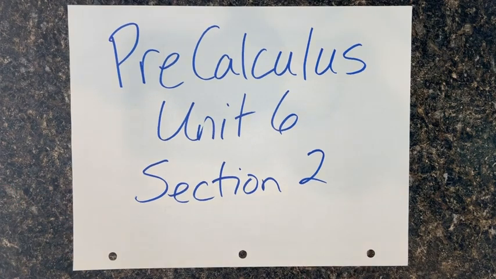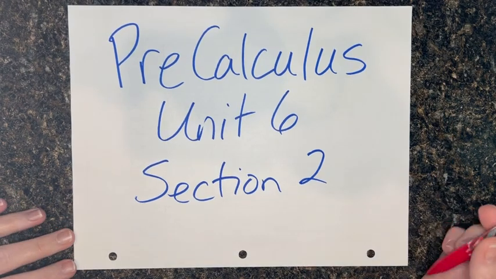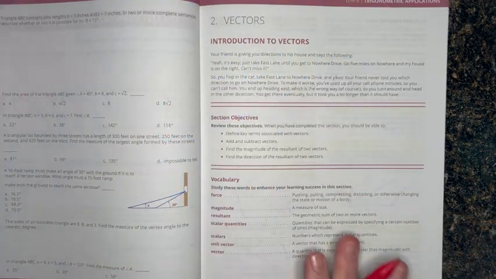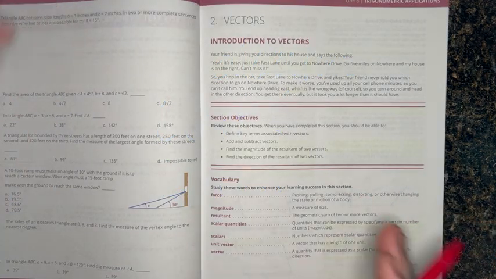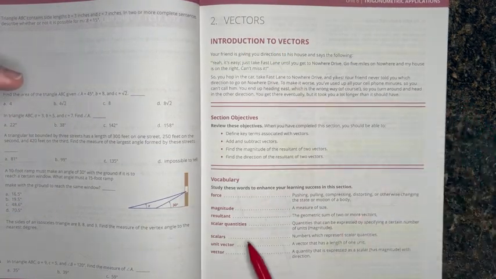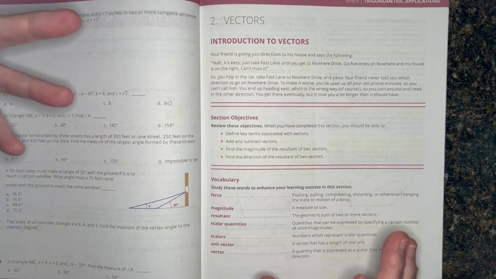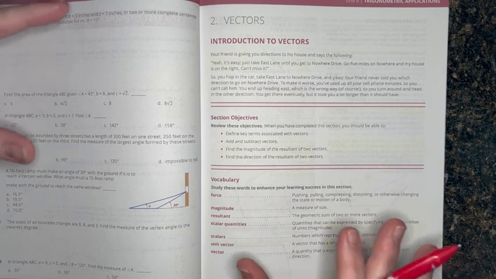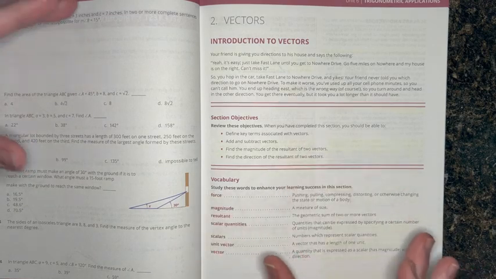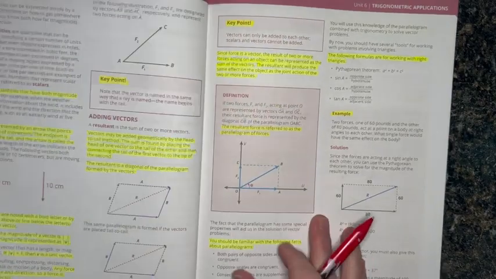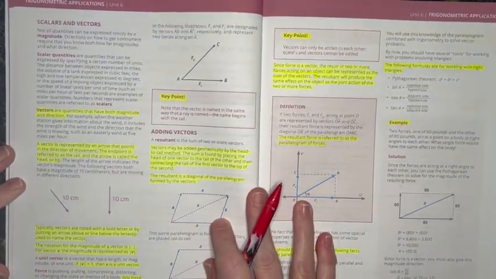Today we're going to be working through Pre-Calculus, Unit 6, Section 2. Section 2 begins on page 27 and it's titled Vectors. There is a bunch of vocabulary here that is pretty important to understand and know, but most of the lesson starts on the next page, so we're going to go ahead and turn the page here and get jumping right in.